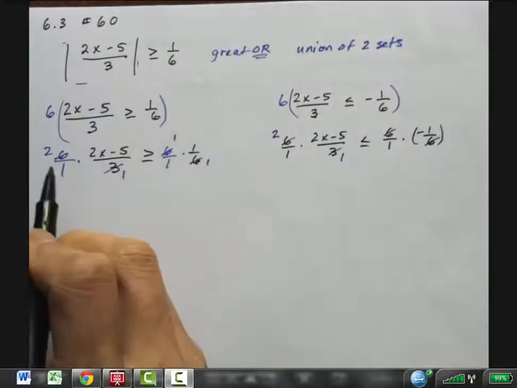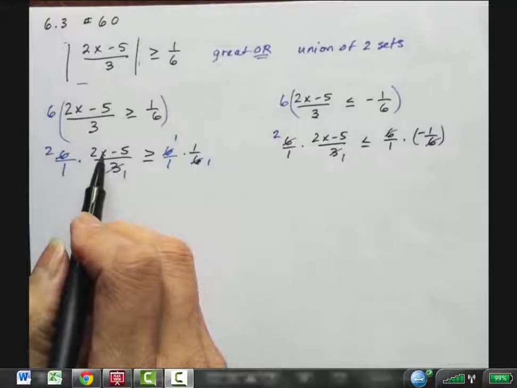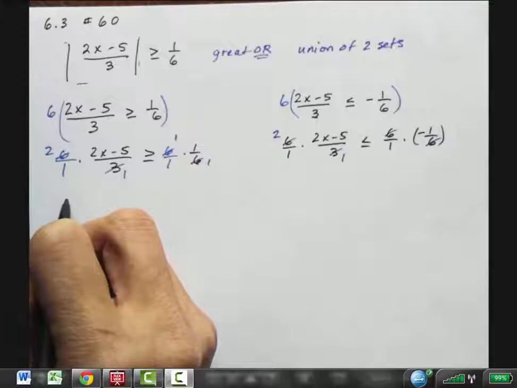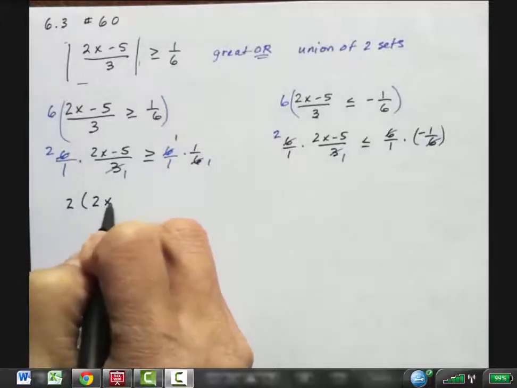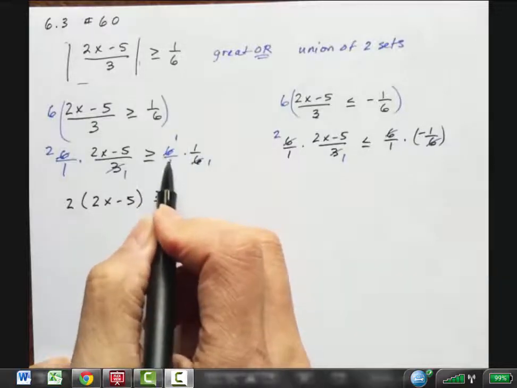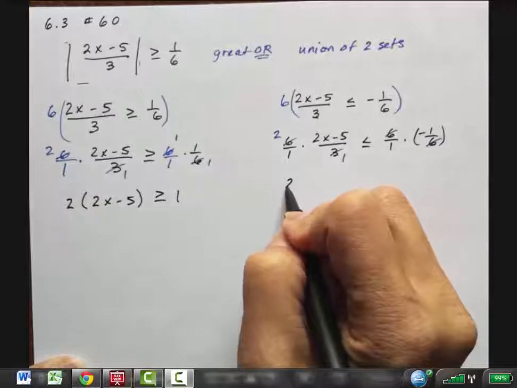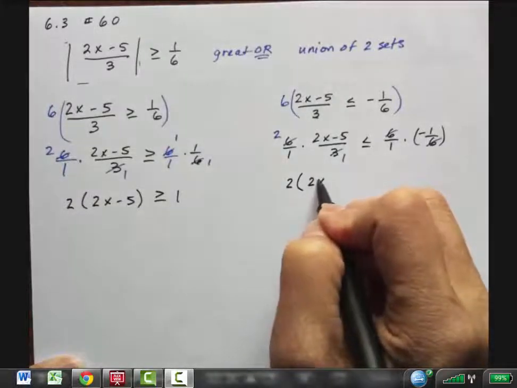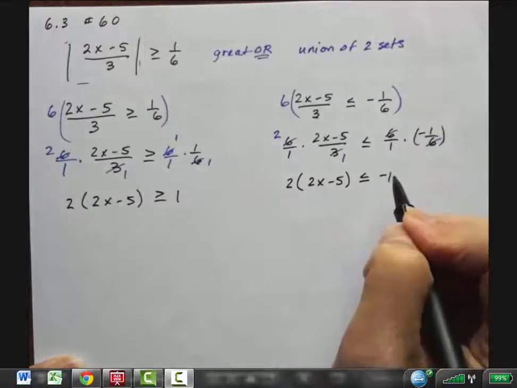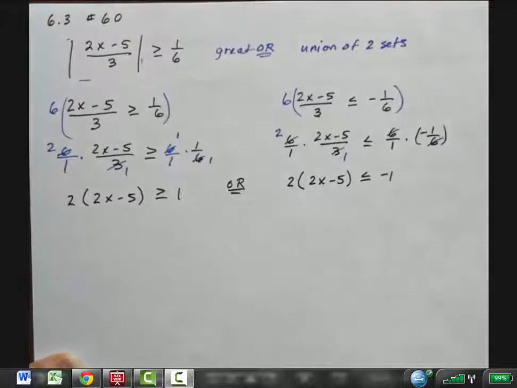So what are we left over with over here? We have 2 times this quantity, 2x minus 5. The 3 and the 6 we're able to cancel out. So I end up with 2 times the quantity, 2x minus 5, greater than or equal to, and this all canceled to become 1. Over here I have the same thing, 2 times the quantity 2x minus 5 less than or equal to negative 1. And I'm going to put in my or in here so I remember what it is I'm trying to do.